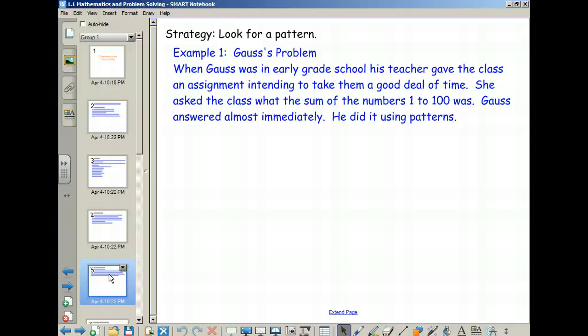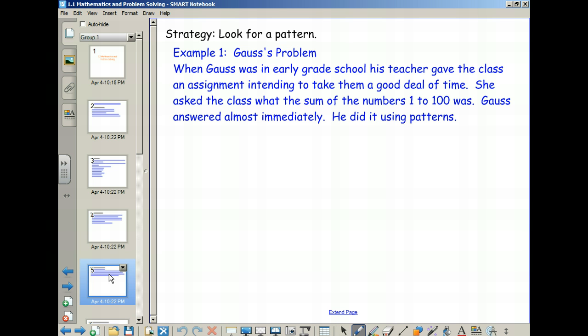Gauss was a mathematician, and in grade school, and I don't know exactly what grade, but I'm thinking it was probably 3rd, 4th grade, Gauss's teacher decided that she wanted to give the kids some busy work, more or less, right? She needed to get something done, so she told them she wanted them to add up the numbers from 1 to 100. And that should take them a good little bit of time, right? Well, Gauss was a very intelligent person, and he saw patterns. That's how he thought. And so this is what he did.